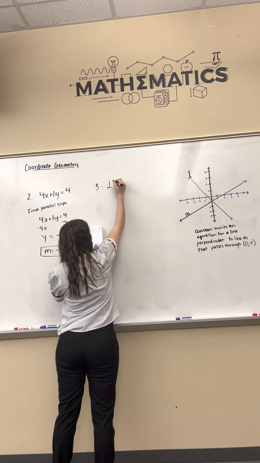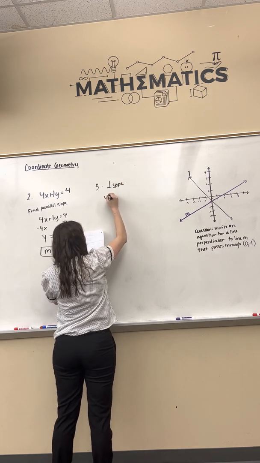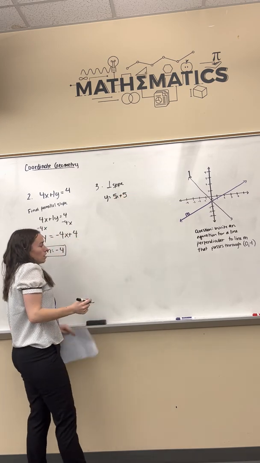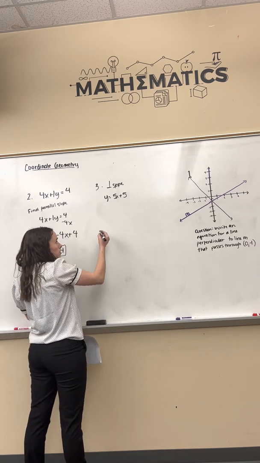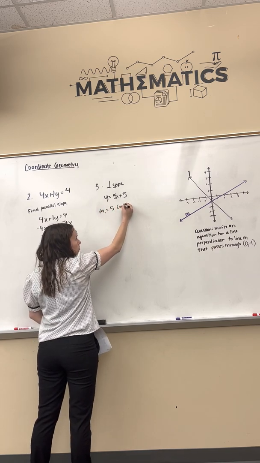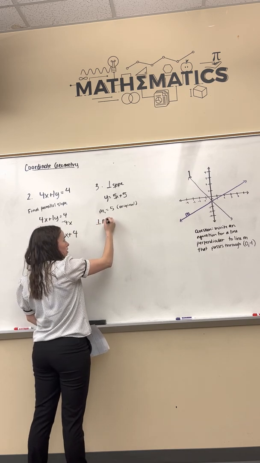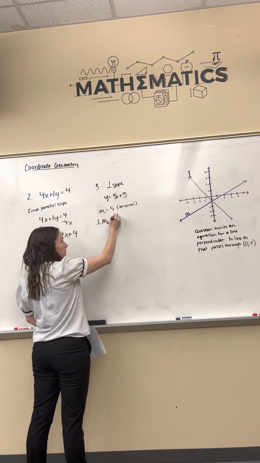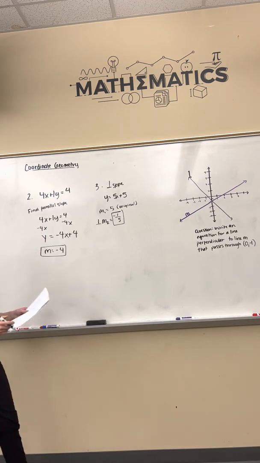Now we want the perpendicular slope of y equals 5x plus 5. So if you think back to our definition of perpendicular slope, we're looking for the reciprocal of this. So m1 equals 5, that's our original. Our perpendicular, m2, is going to be 1 over 5, but it's going to be negative. So that right there is our perpendicular slope.